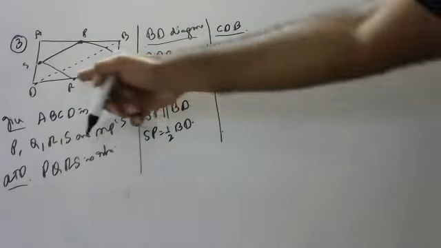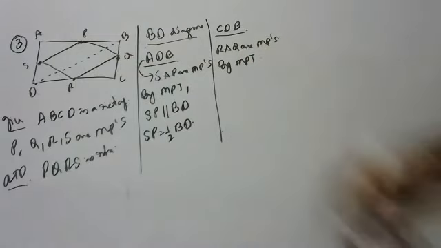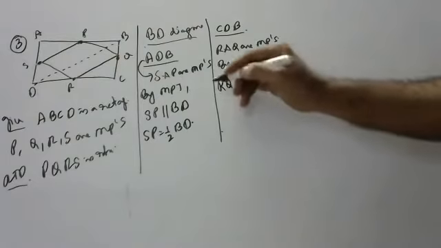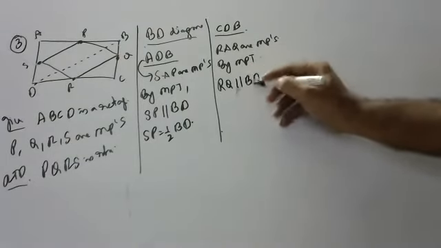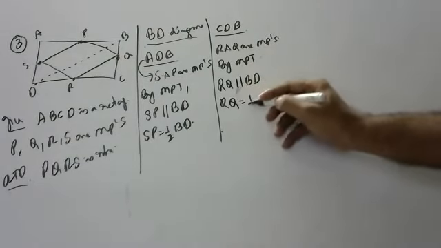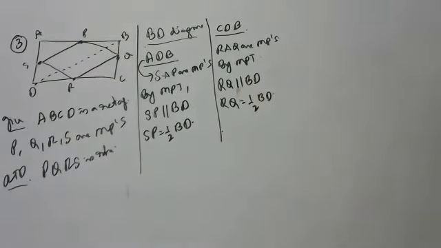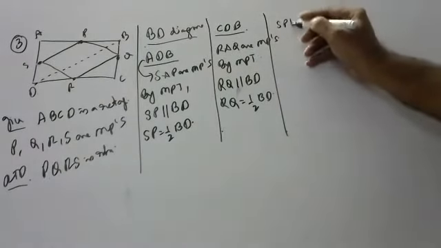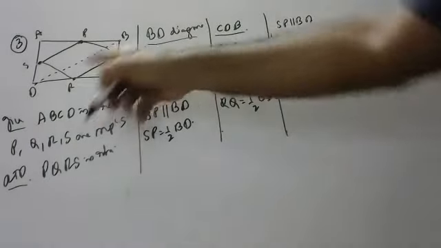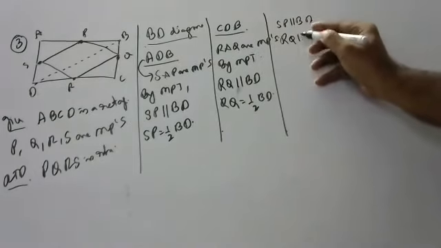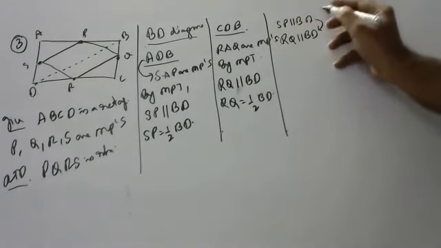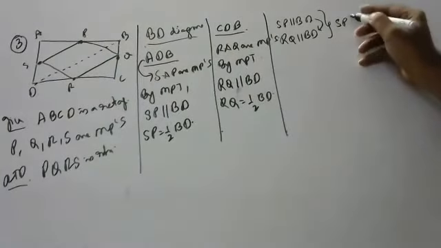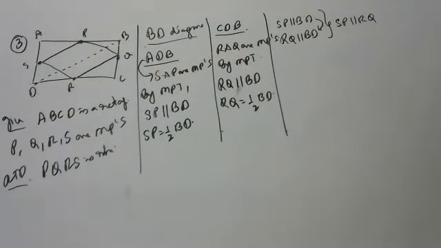Neeraj, can you tell? Yes, sir. R and Q are midpoints. By midpoint theorem, what can we say? RQ is parallel to BD and RQ is half of BD. So, first, SP is parallel to BD and RQ is parallel to BD. Now what can we say from these both? SP is parallel to RQ.